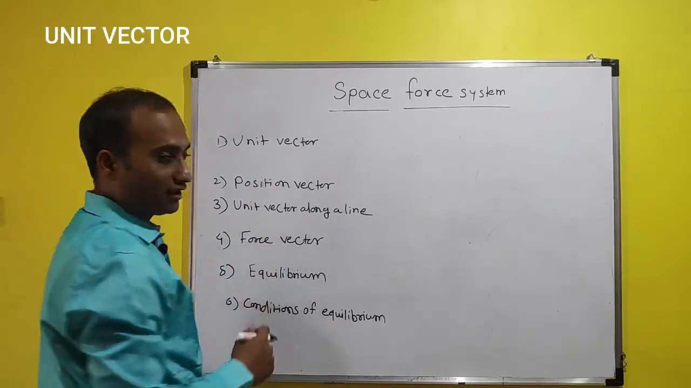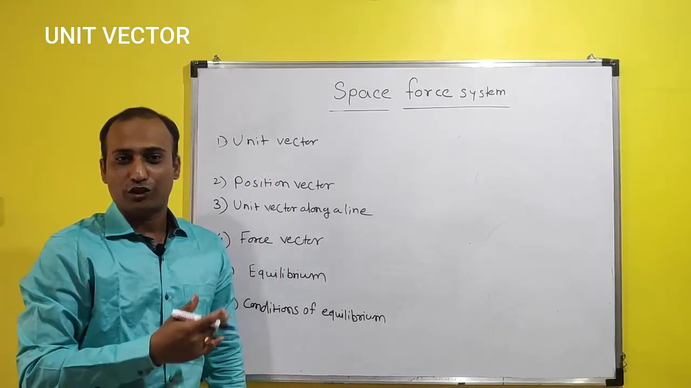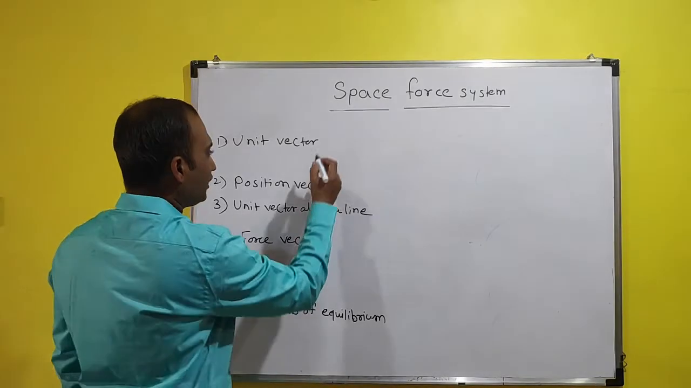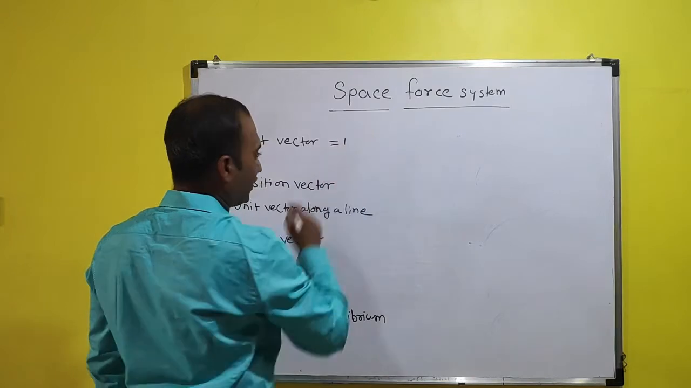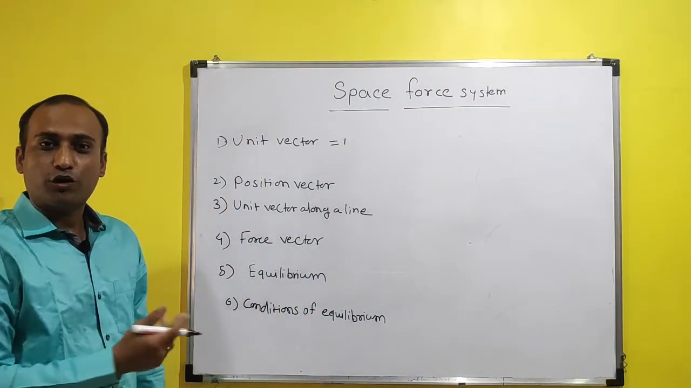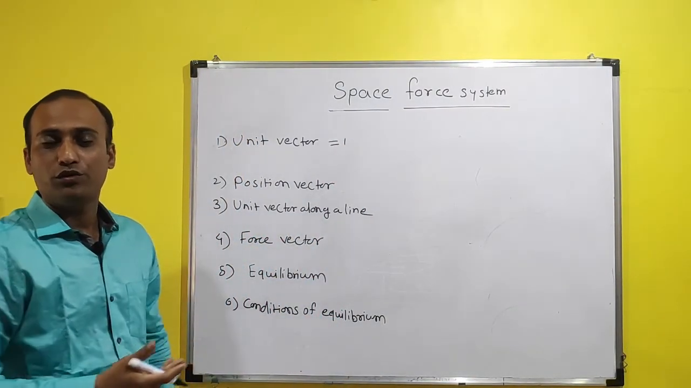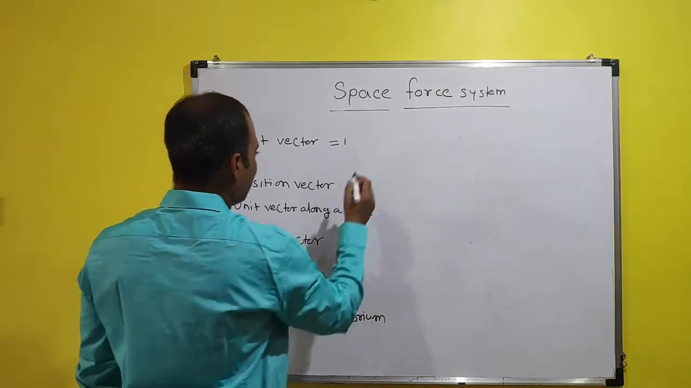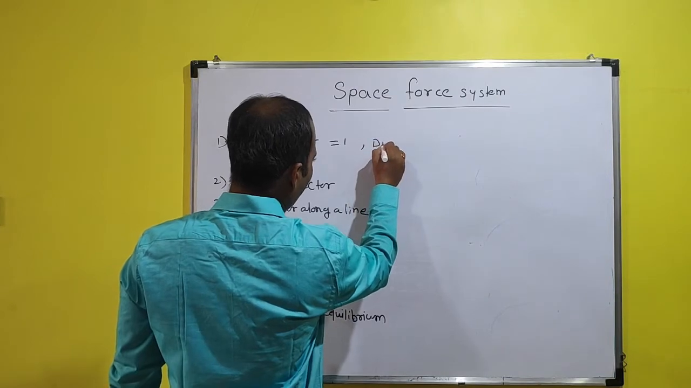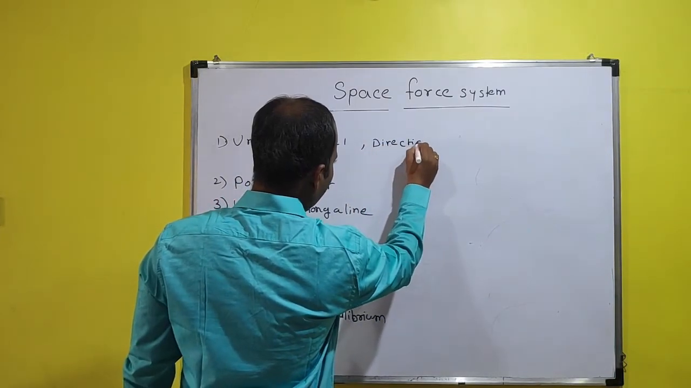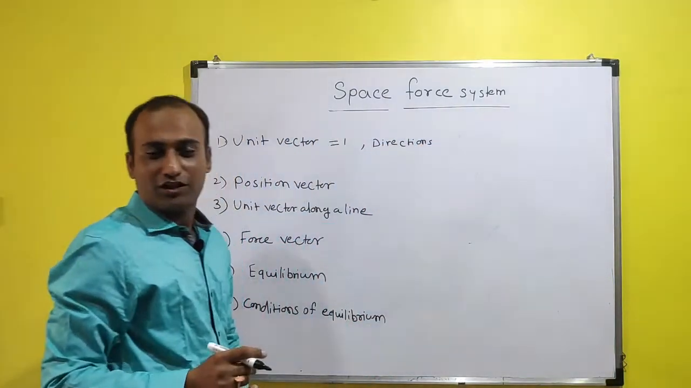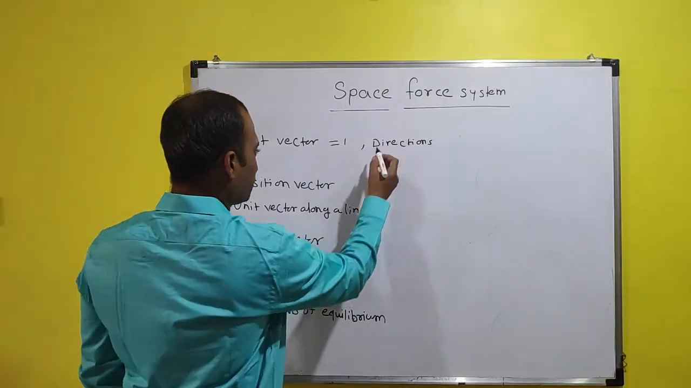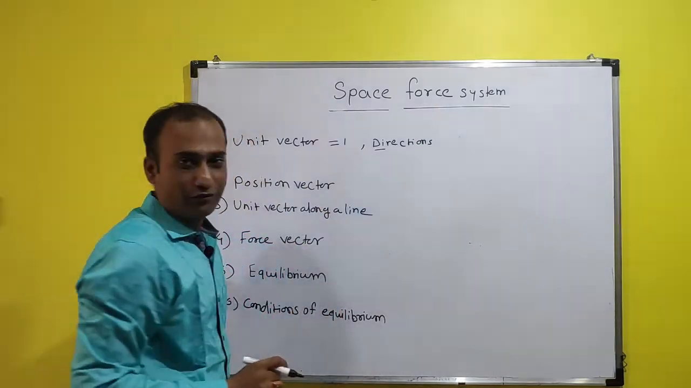So first of all, the unit vector. The name itself suggests it. So what is the magnitude of this unit vector? A unit vector has the value of 1, and for what purpose will it be used? It will be used to show the direction. So it is also called a direction vector, used for giving the direction of a force or a line. Okay, so the direction of a force can be represented by using the unit vector.